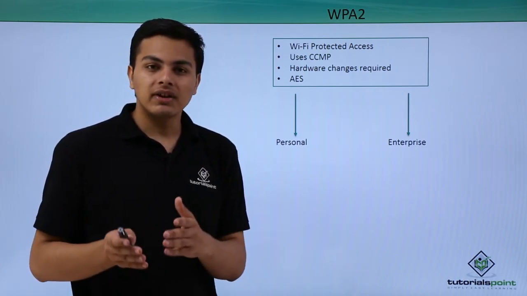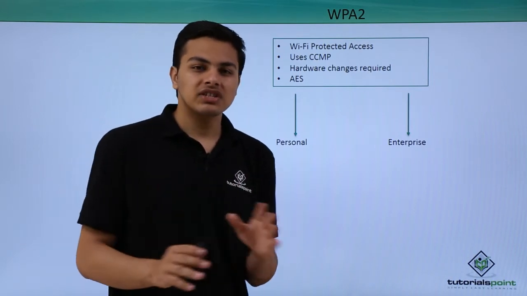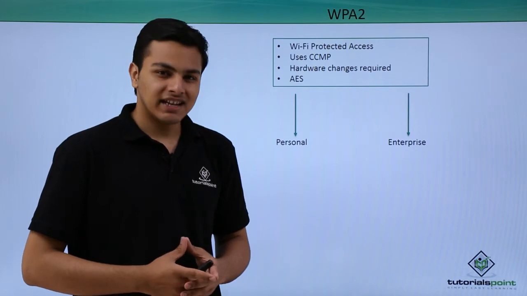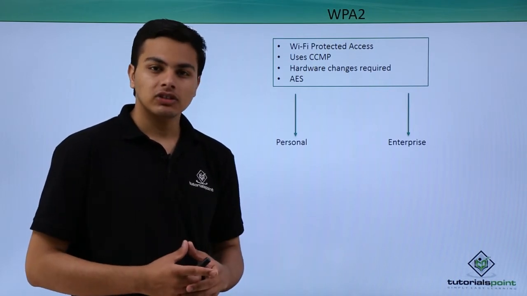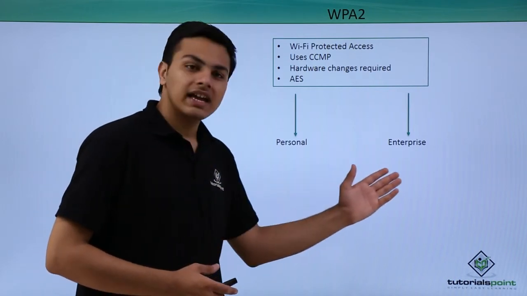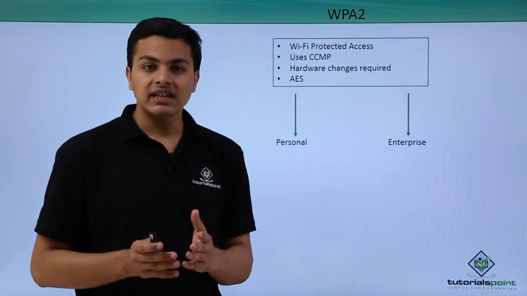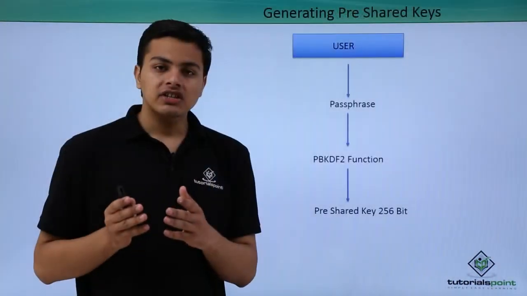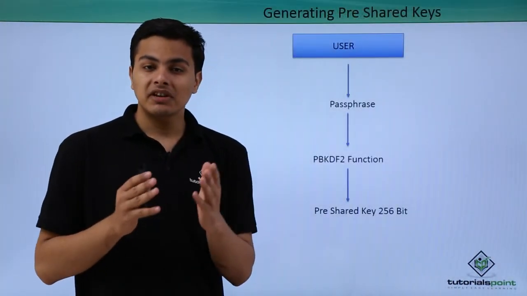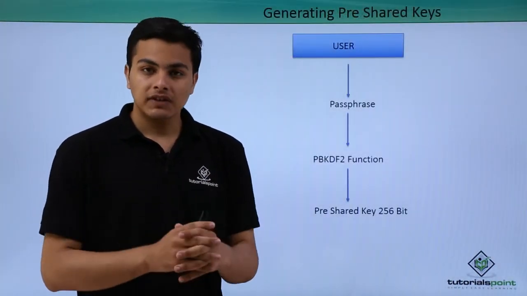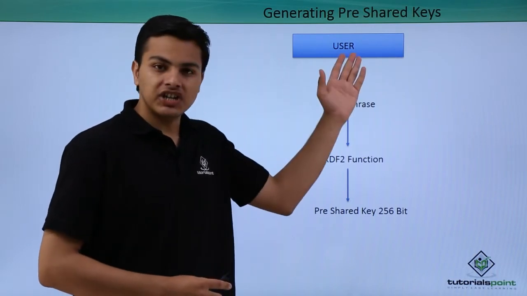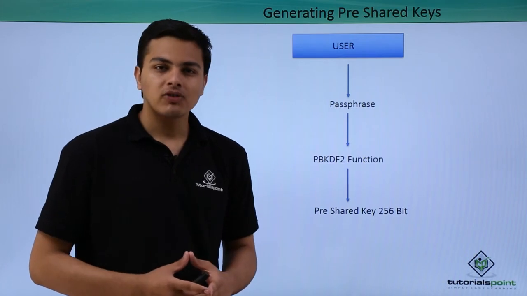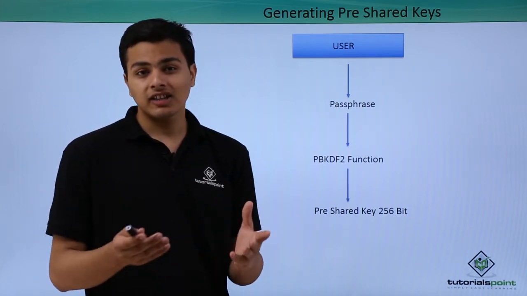But nowadays our hardware is highly equipped, so no changes are required. They support WPA and WPA2 encryption by default. This WPA2 encryption is also available for personal as well as enterprise use. Now we will see how WPA and WPA2 encryption work. The communication or the encryption of WPA and WPA2 is divided into two steps. The first step is generating shared keys, and the second step is the four-way handshake. First of all I will talk about generating pre-shared keys. So what are the pre-shared keys?